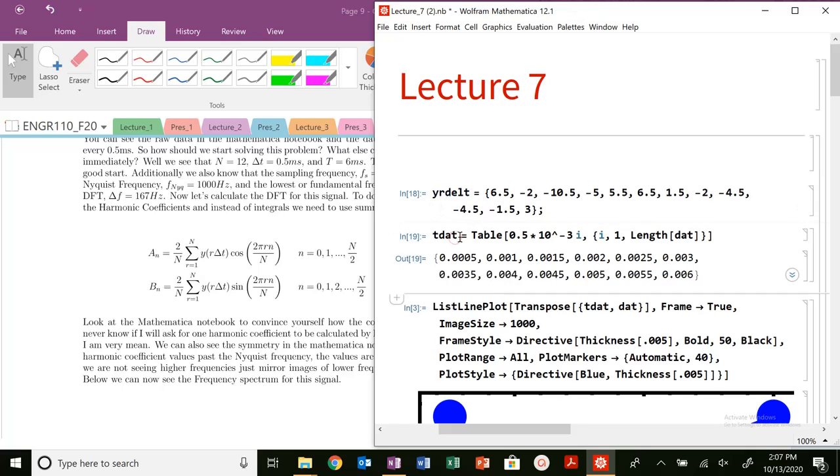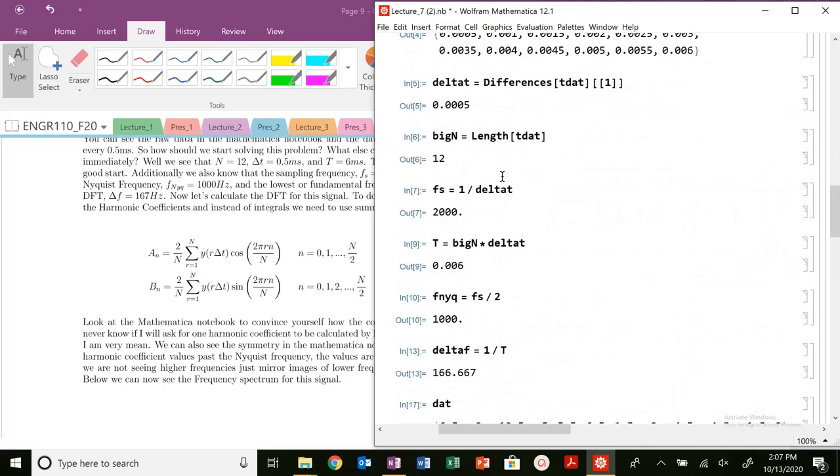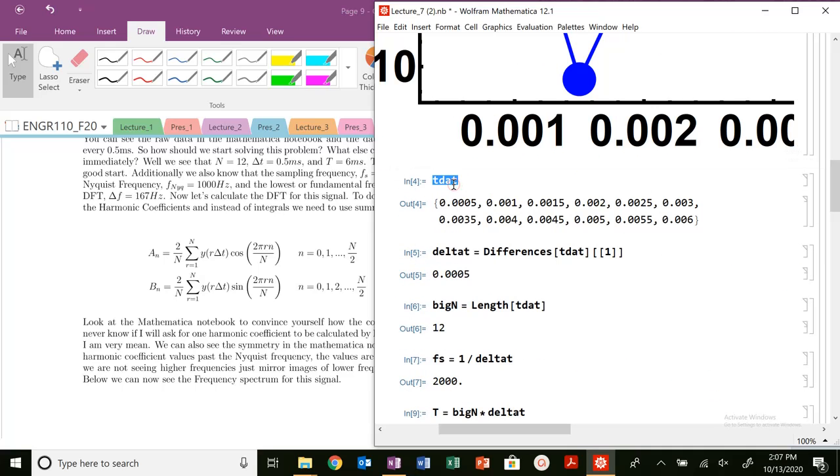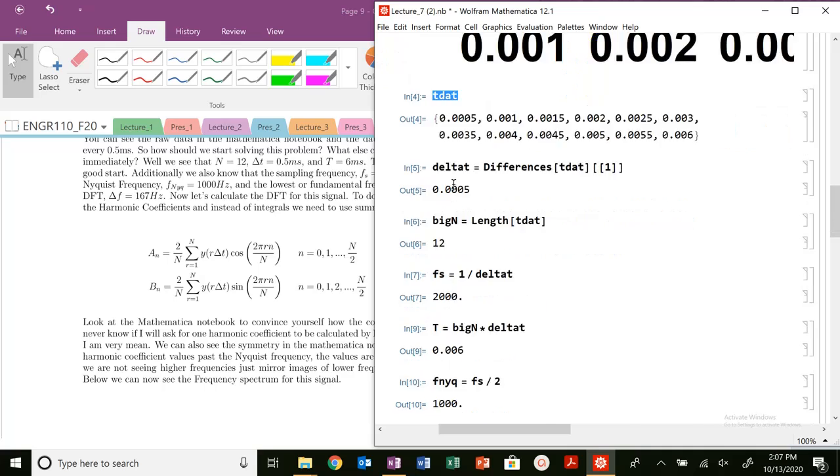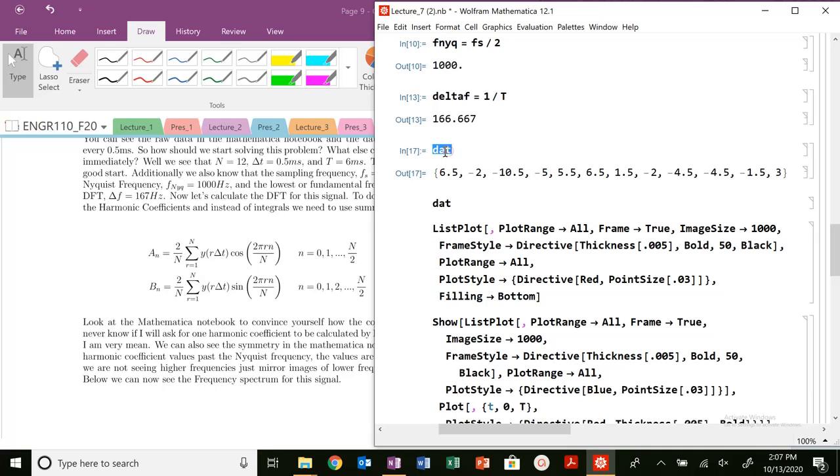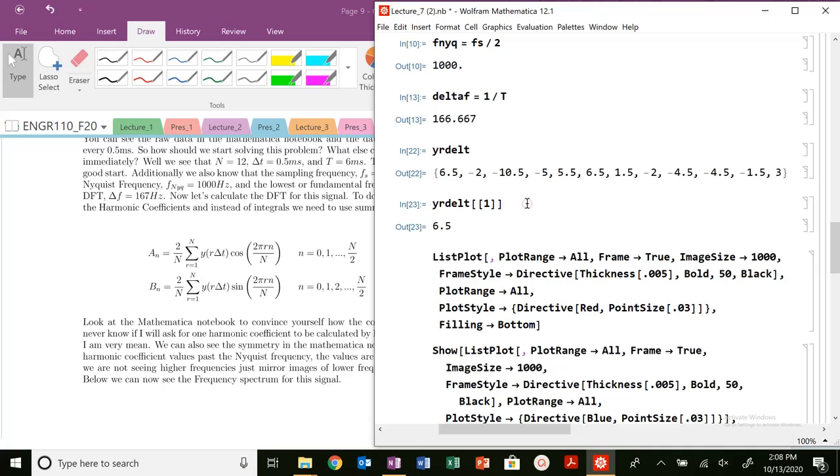I'm going to do this my t dat. Actually, I'm going to call this... We don't need that. The t dat is fine, but I could get my y delta t, YR delta. So I pull out the first data point, that's what we're going to have here, times cosine of 2 times pi times, what's my R value here? 1 times n, which we don't know yet, divided by a big N. That's it.